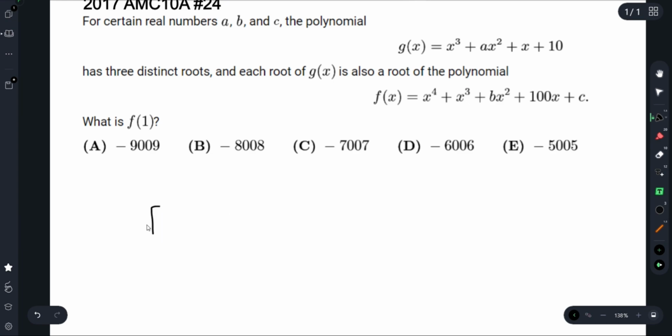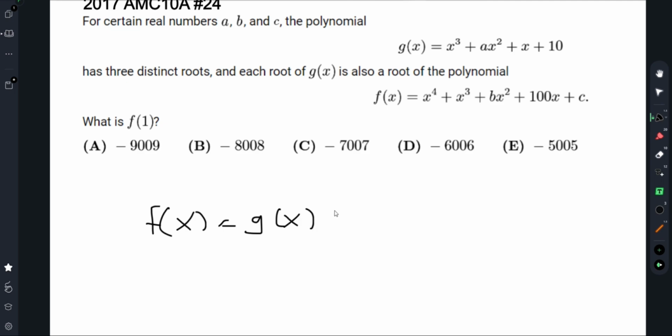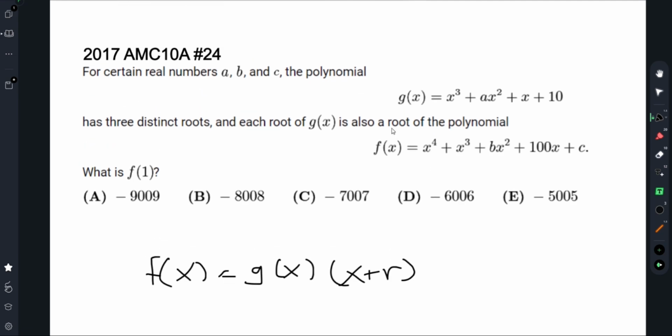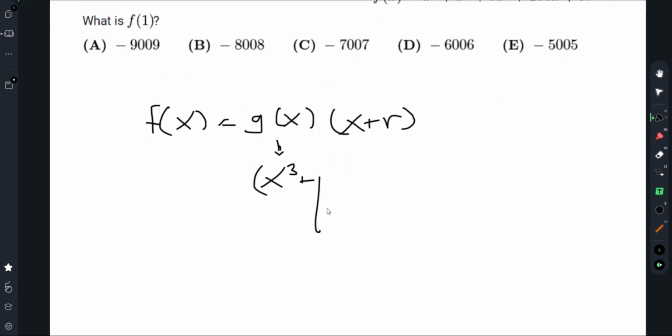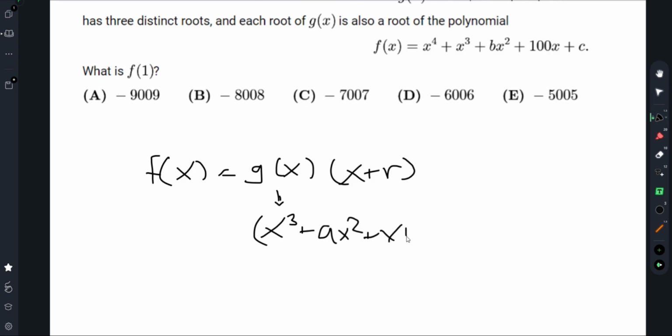So we can write f of x as g of x times x plus r, where r is the 4th root. And we know this because f is 1 degree higher than g, and every root of g of x is also a root of f of x. So what we can do here is expand this, and this turns into, obviously, x cubed plus ax squared plus x plus 10 times x plus r.